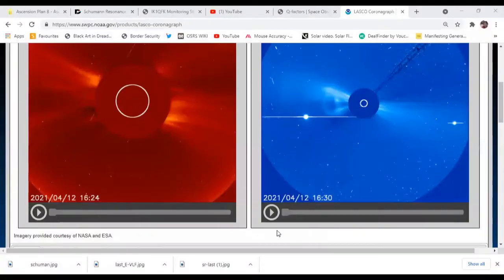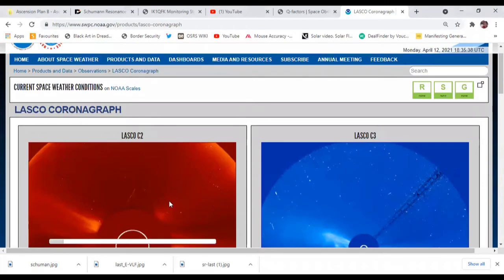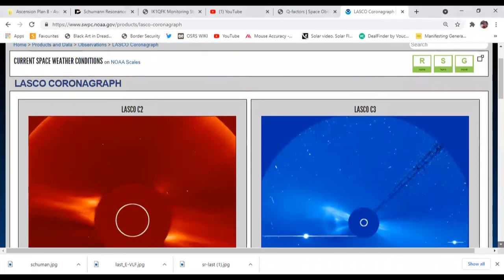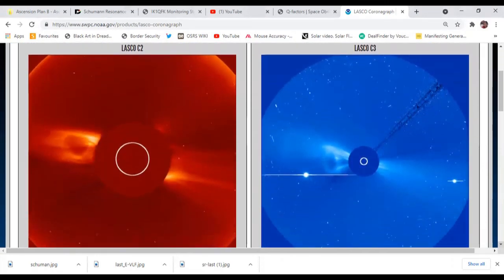Now I wanted to show you the sun. This is the LASCO C2 and C3 cameras. We've got 2 solar flares, one there, there's a lot of particles, and there's the other one. They're not facing Earth, and that made the camera glitch. That one was quite big. Wow.